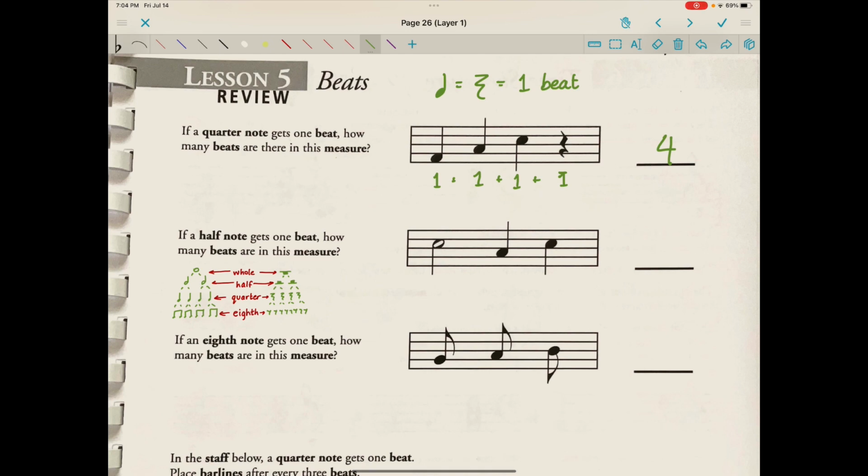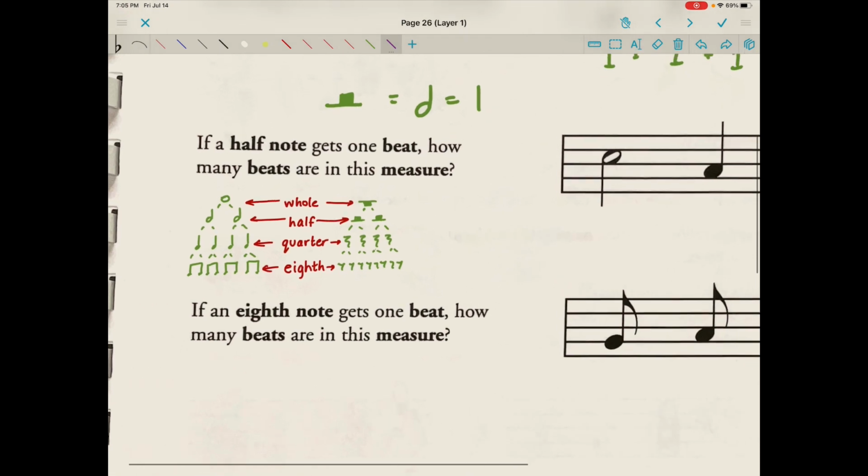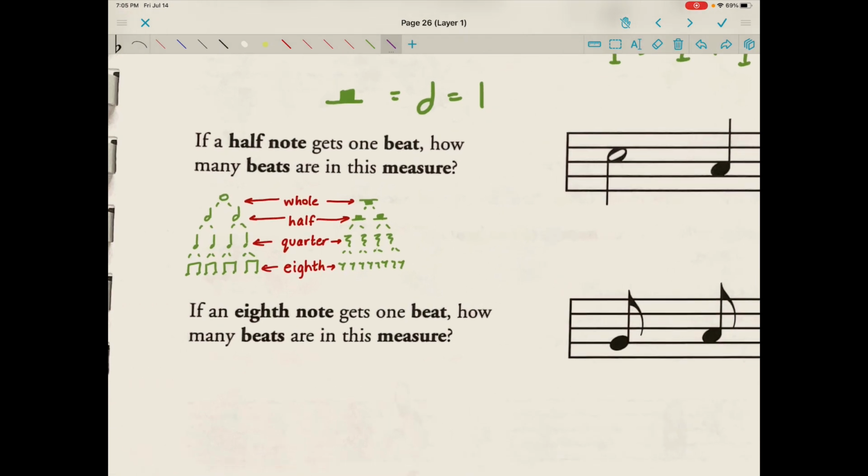If a half note gets 1 beat, how many beats are in this measure? Okay, so we know a half note will get 1 beat. We also then know that a half rest would get 1 beat, but I don't see any here. Okay, now, how are we going to figure out what these quarter notes should get? So I took the liberty of drawing our little teeny tiny pyramid here. This is really helpful to keep referring back to when you're first starting to read music.